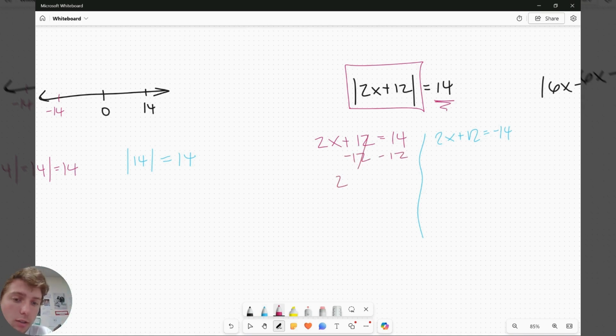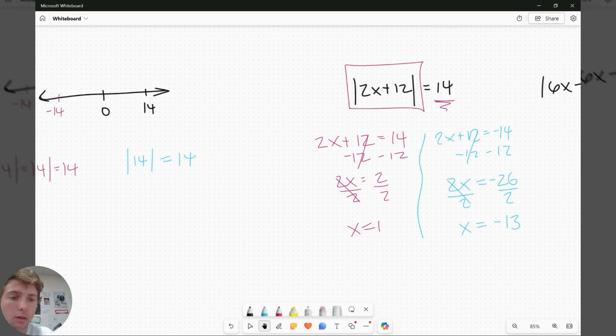Move whatever adds or subtracts first generally, and then we can divide by 2 on both sides and find our answer. Realize the process for these is the exact same. I'm subtracting, I'm dividing, but the way that your answer changes on the right side is because the signs were different. We just found both of our values.